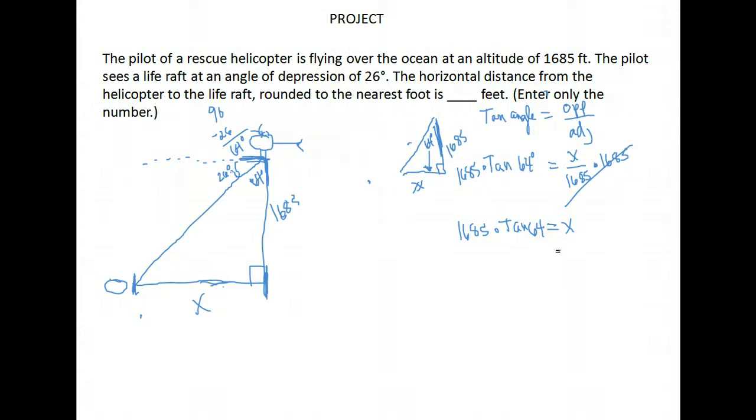Use your calculator. Do the tangent of 64 first. It's about 2, and then multiply by 1,685. And when I do that, I get 3,454.76. It wants to the nearest foot, so that would be 3,455 feet is my horizontal distance.